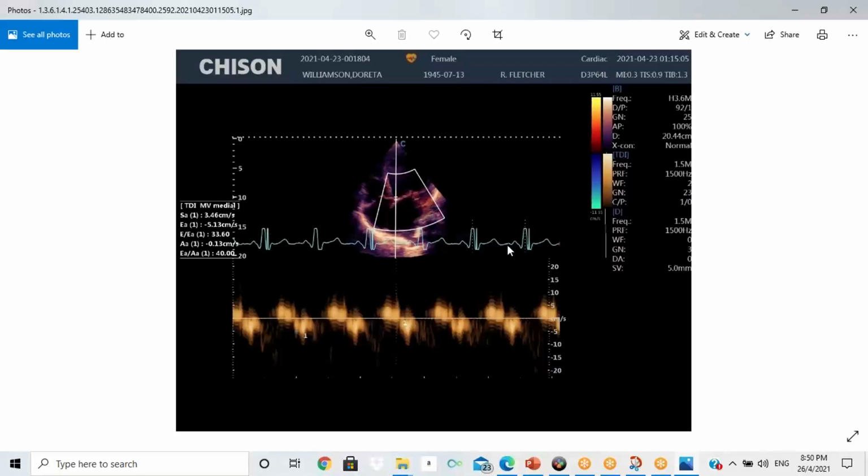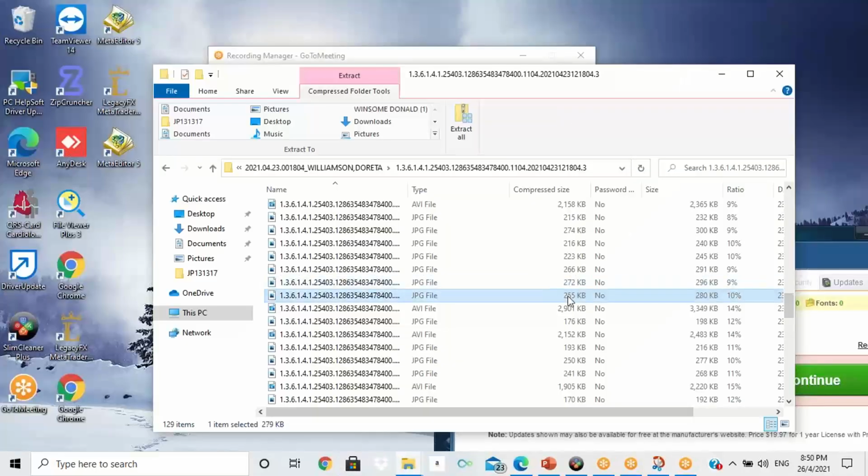So this is not the first time we're talking about that, if you guys are paying attention. You do it in the medial mitral annulus and you also do it at the lateral mitral annulus. You just press that button. TDI is tissue Doppler imaging, a form of pulse wave Doppler.